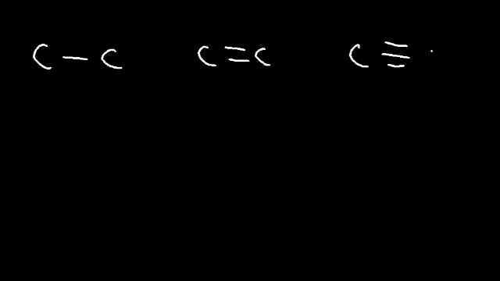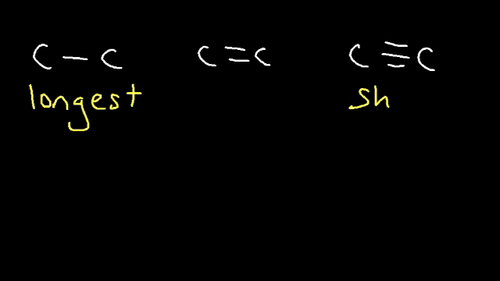So now let's talk more about bonds. Let's discuss the single bond, the double bond, and the triple bond. Which of these bonds are the longest? Single bonds are very long, and double bonds are short, but triple bonds are even shorter. So out of these 3, the triple bond is the shortest, and the single bond is the longest.